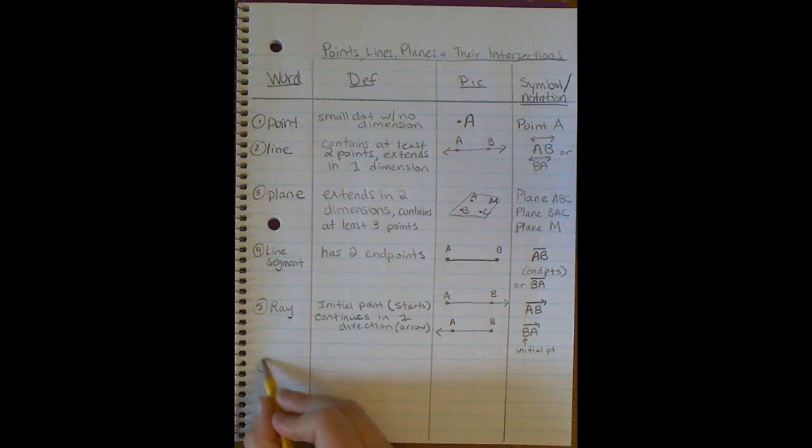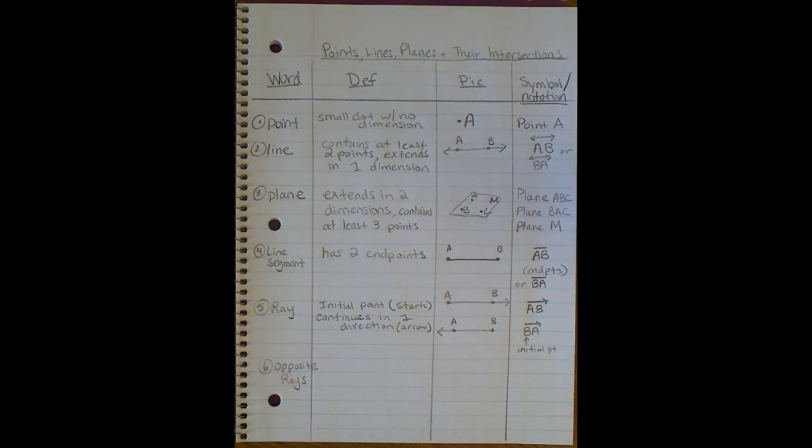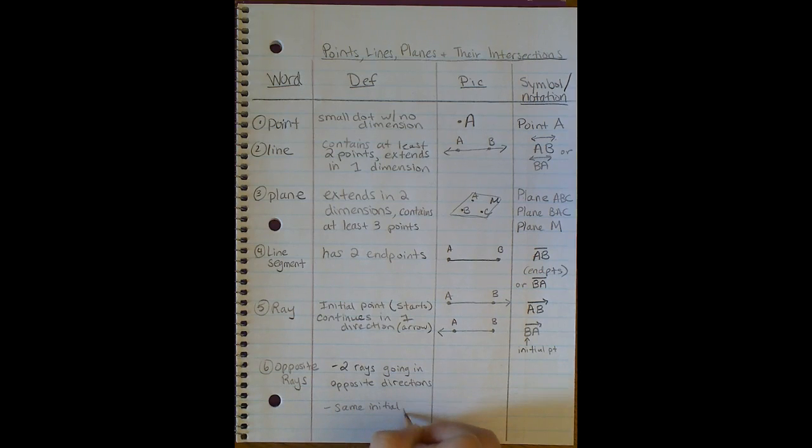Our last vocabulary word is opposite rays. And that one sounds kind of self-explanatory. You could probably take a guess that this is going to be two rays going in opposite directions. Okay? The thing that makes opposite rays special is that they have the same initial point. So they are connected essentially. They are going to look like a line.